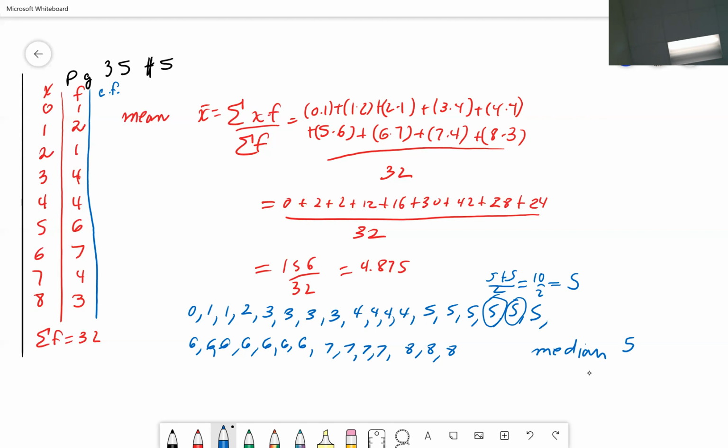So if we do our cumulative frequency distribution, we have 1. 1 plus 2 is 3. 1 plus 2 plus 1, then 1 plus 2 plus 1 plus 4, and so on. Add 8 plus 4, that's 12, and 8.